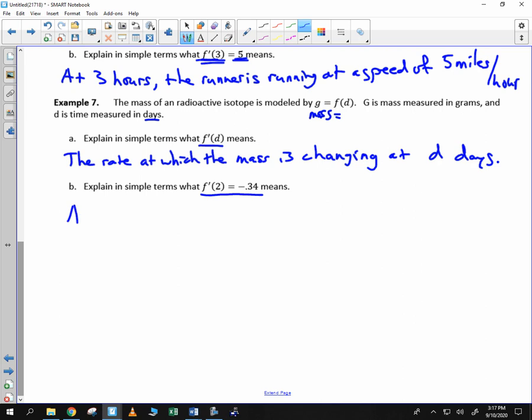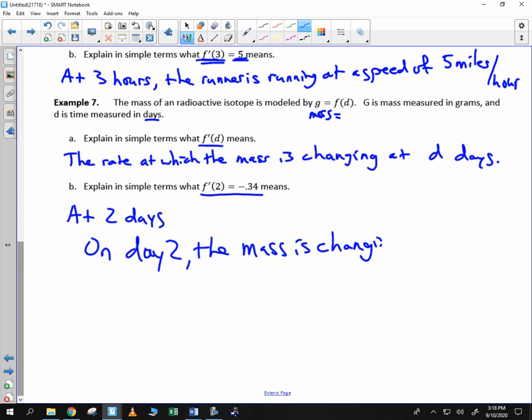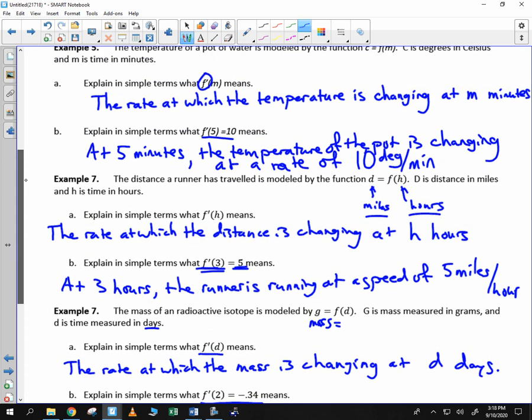So this means at 2 days, not after 2 days, but at 2 days, or on day 2, the mass is changing at a rate of negative 0.34 what? Its mass is measured in grams, so grams per day. This is what the derivative means. This is an introduction to derivative.